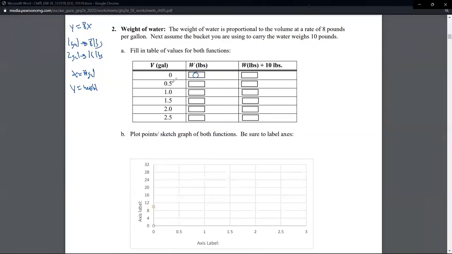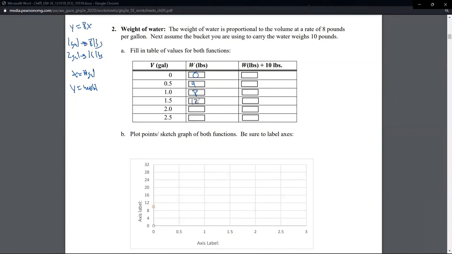If you have a half a gallon of water, well, if 1 gallon is 8 pounds, if you double one, you double the other. That also means if you half one, you can half the other. So half of a gallon would be half of 8 pounds, which would be 4 pounds. You could also just throw in 0.5 into this. 0.5 times 8 is 4. 1 gallon would weigh 8 pounds.